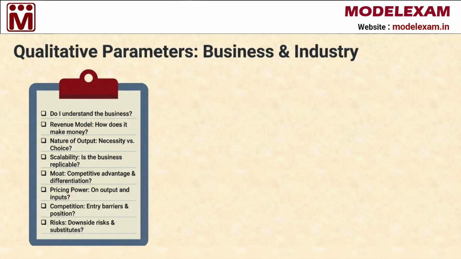Now, let us apply this checklist to qualitative parameters specifically for business and industry. You need to ask yourself a series of hard questions. Do I truly understand the business? What is the revenue model? And how does it actually make money? Is the output a necessity or a choice for the customer?